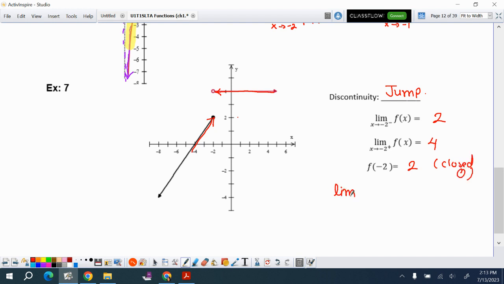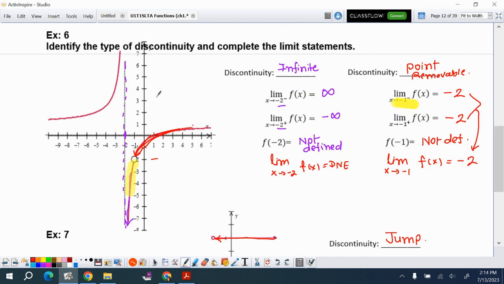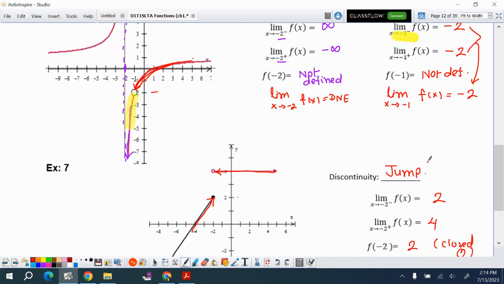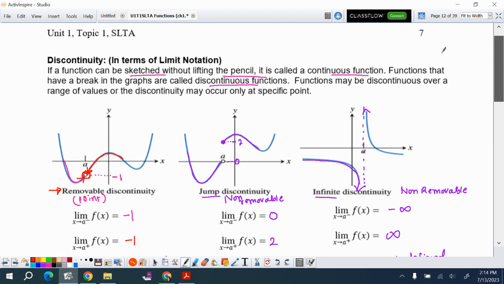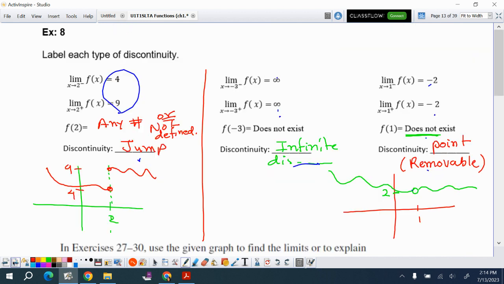And this limit, without left or right, since the numbers are different, we say it does not exist. So three different types of discontinuity. Again, on this page, you can see this is infinite, this is a point or removable, and the jump, another name for the jump is non-removable. It's easy to look at from the graph. Sometimes you have to see the statement and sketch the graph. So let's take a look at the next page.